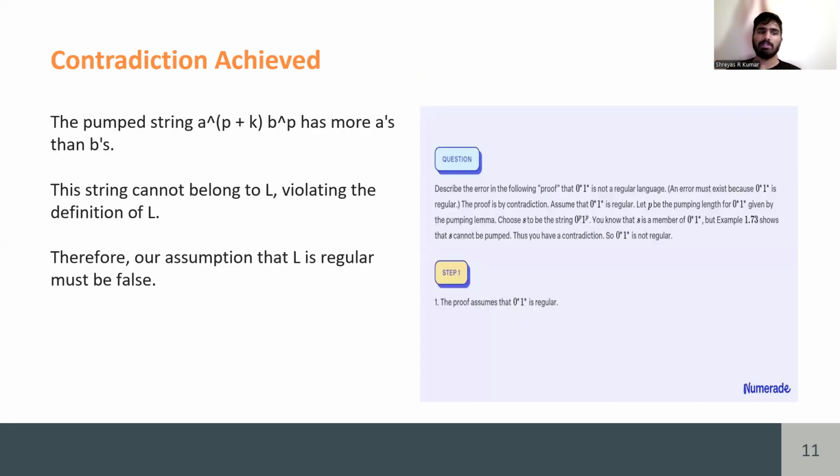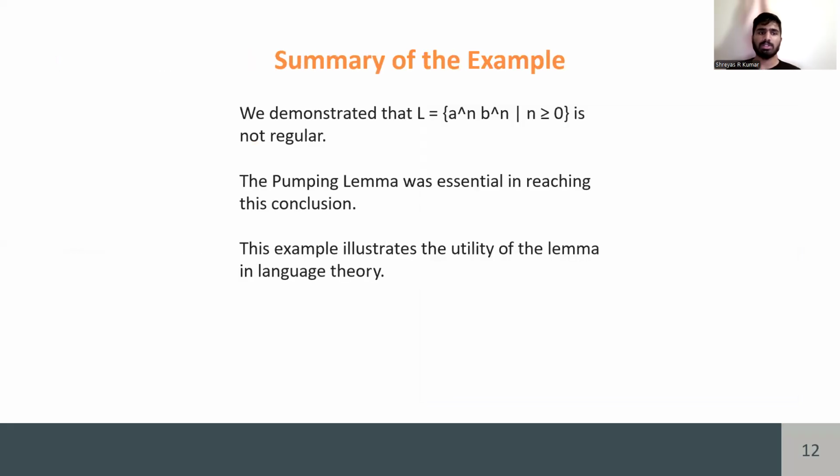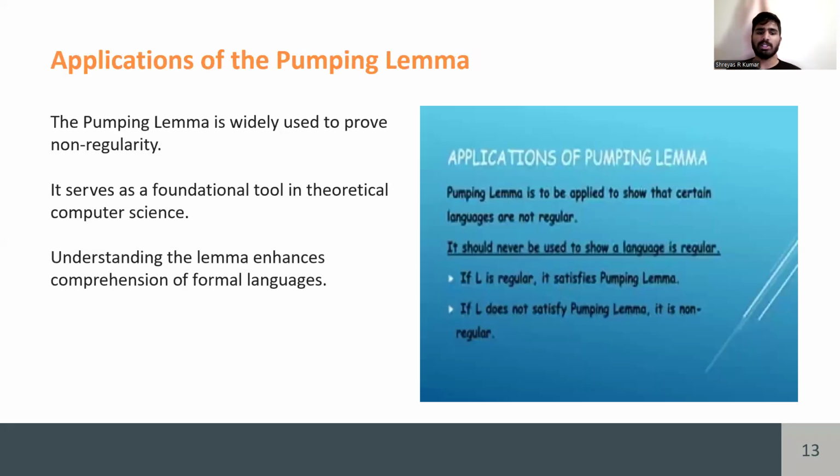So the contradiction is achieved. The pumped string a^(p+k) b^p has more a's than b's. This string cannot belong to L, violating the definition of L. Therefore, our assumption that L is regular must be false. So the summary of the example: we demonstrated that L equals a^n b^n such that n is greater than or equal to 0 is not regular. The pumping lemma theorem was essential in reaching this conclusion. This example illustrates the utility of the lemma in language theory.